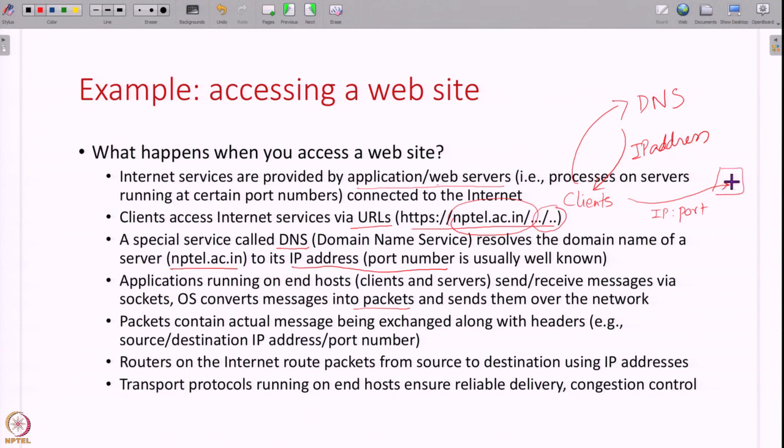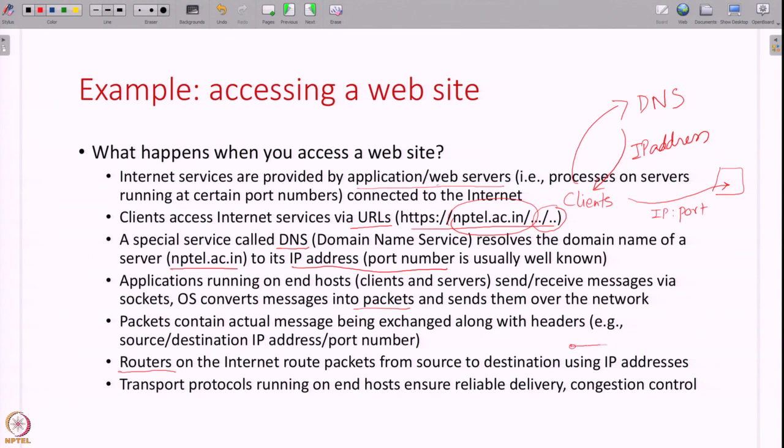So, the server has opened a socket, the client connects to the server socket and writes some data into the socket, then this data goes over the network as packets. Who makes these packets? The OS converts the messages written into sockets into packets and sends them over the network. And what is this network? This network is nothing but a series of routers, which are boxes that pass on the packets from one point to the other, from the source to the destination.